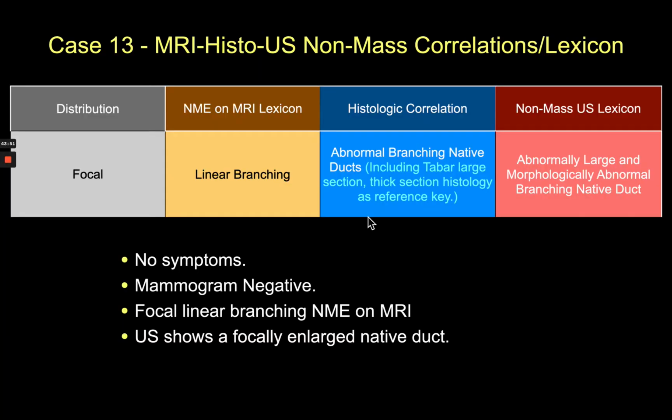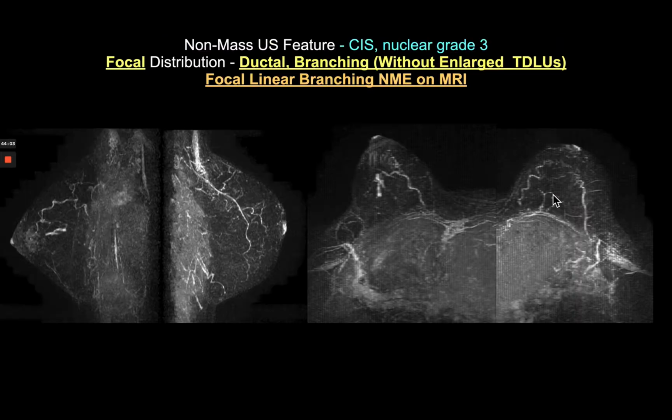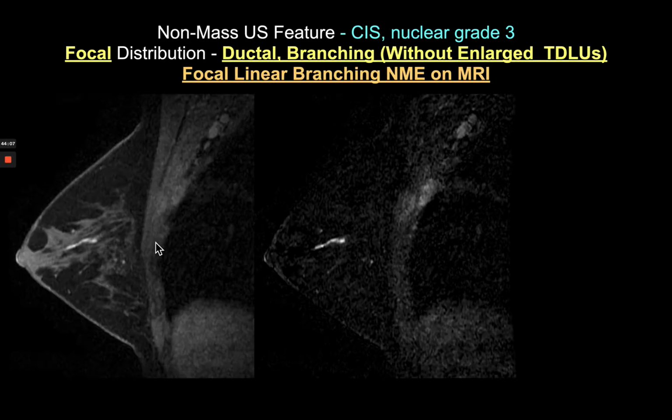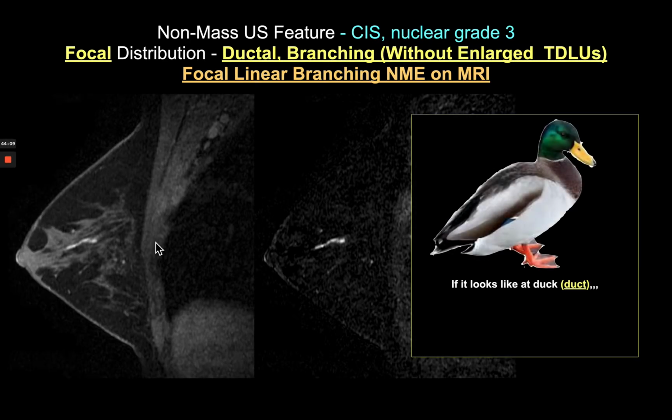All right, another case, now we're getting a little smaller. This is focal, linear branching on MR. What we're going to see is an abnormally large branching native duct on ultrasound. So here's the linear branching on MRI. And in MR, we call them linear or linear branching, but on ultrasound, I can tell a duct from a non-duct. So if it looks like a duct, walks like a duct, and quacks like a duct, I'm going to call it a duct.